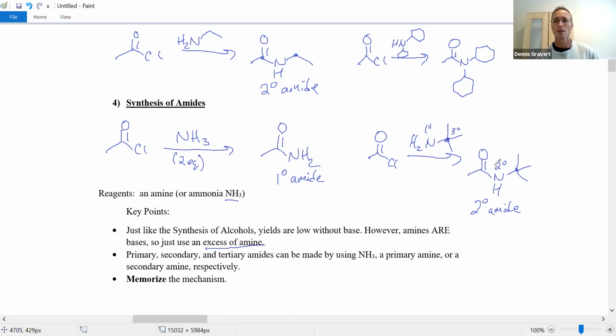They think, oh, if I want to create a tertiary amide, I need a carbon that's tertiary. No, no, no. The nitrogen has to be tertiary. So this nitrogen starts out secondary, and afterwards, the nitrogen is then connected to 1, 2, 3 carbons directly. That makes it a tertiary amide. Okay, cool.